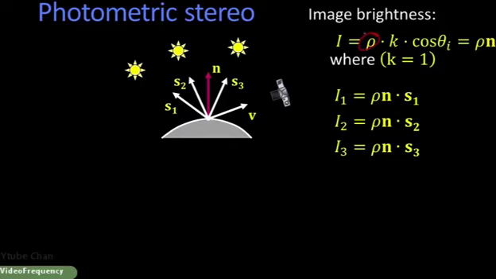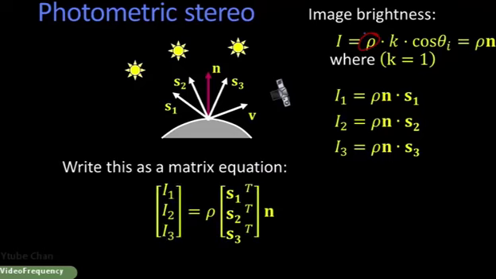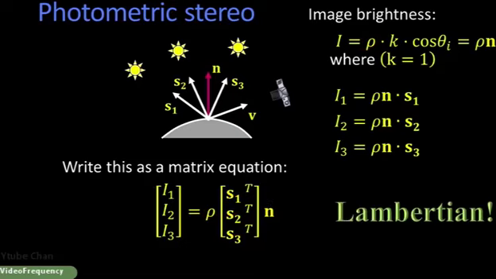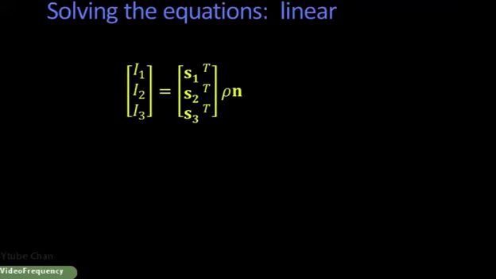So now I have 3 images. And I can write these as a matrix equation for a single pixel. So at a single pixel, I would have 3 different values, and I could just write this equation as rho, and these are the 3 vectors that are the source directions. And by the way, I assume I know the source directions, times the unit normal, and the unit normal is the thing that I don't know. So I need to solve for that. So remember, we're making this Lambertian assumption. So solving those equations is straightforward. It's linear, it's a simple linear system if we have 3 lights.